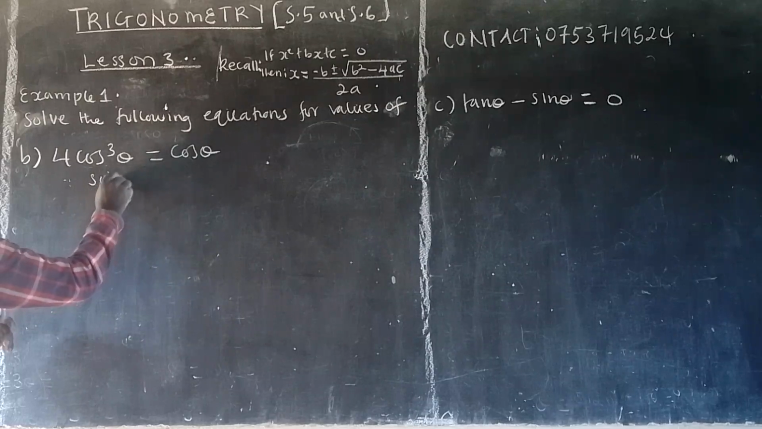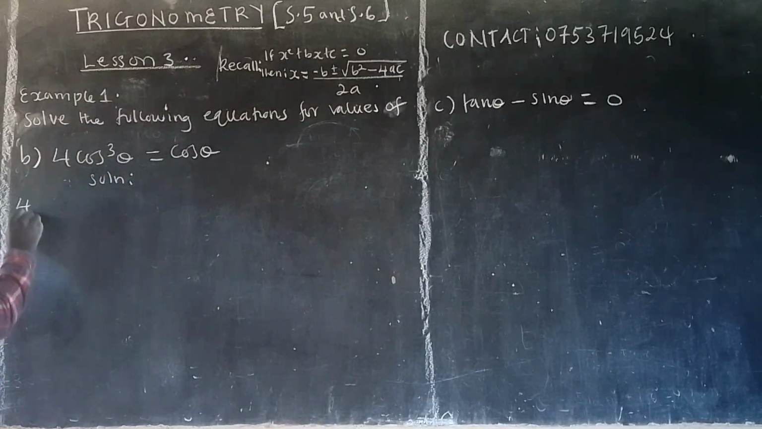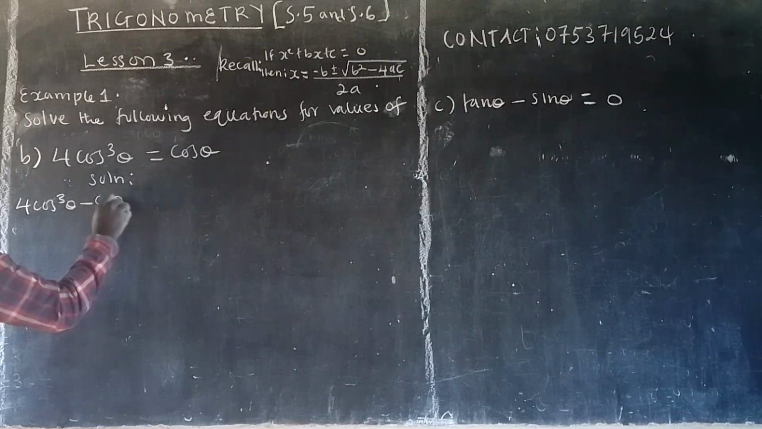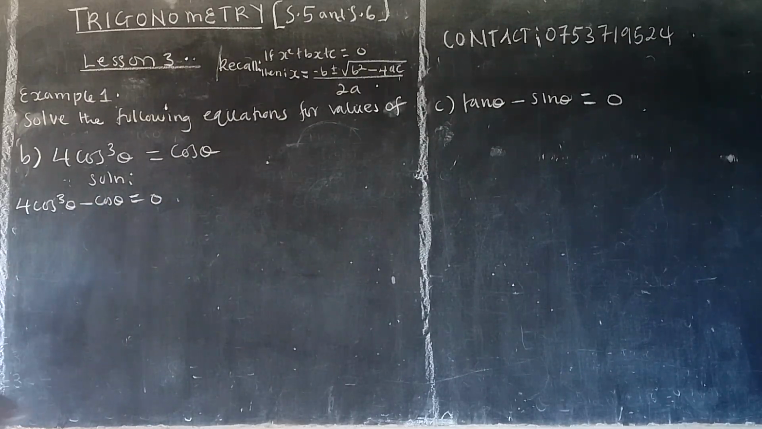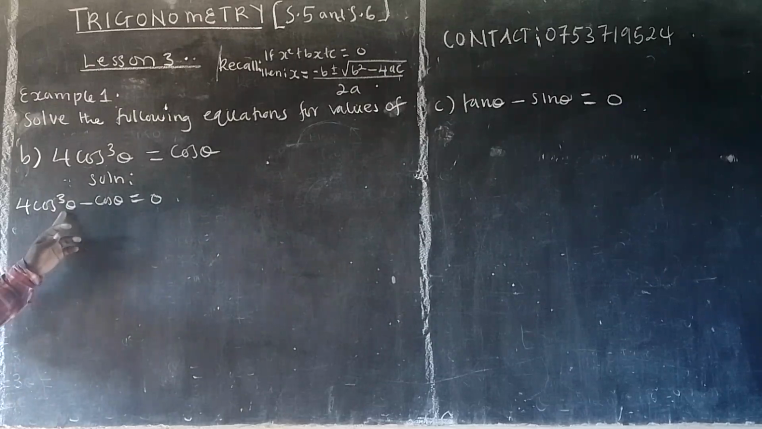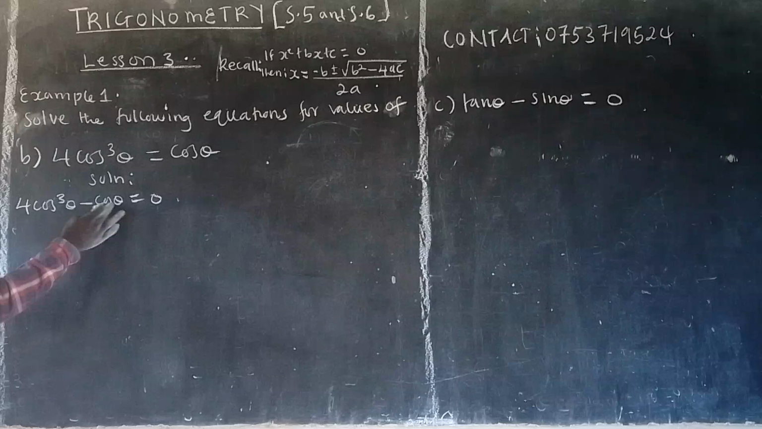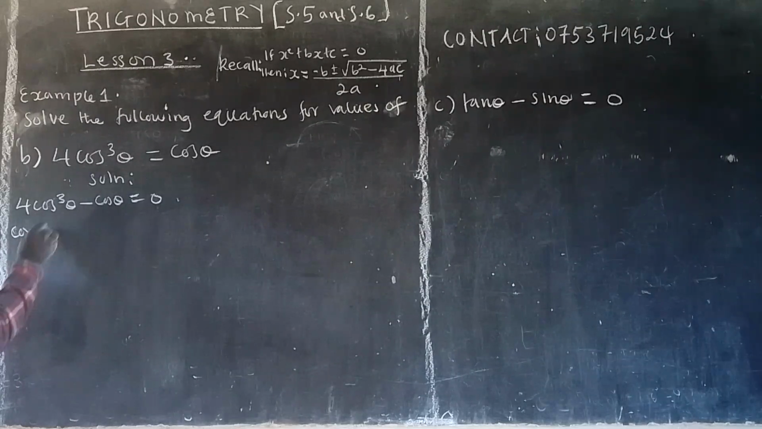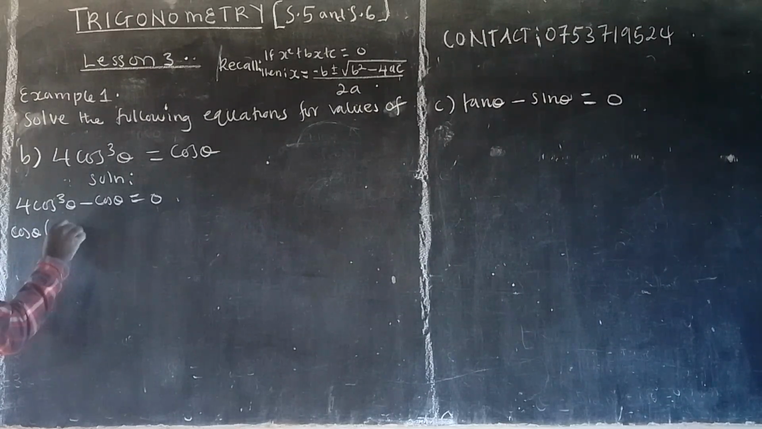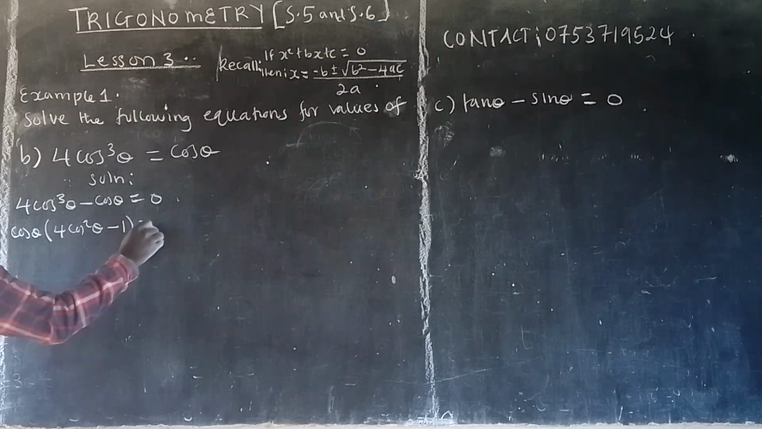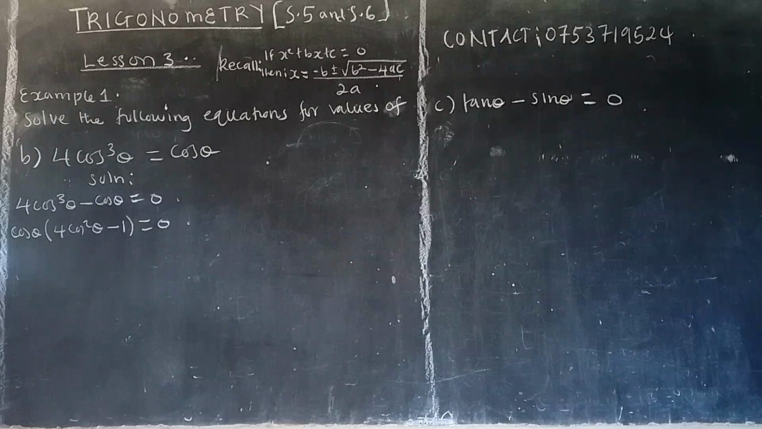So we shall now say solution. This will now be 4 cos cubed theta minus cos theta is equal to 0. I've collected like terms. And then I said, when you have a trig function and a 0, factorize. So factorizing, common factor will be cos theta into, we shall remain with 4 cos squared theta minus 1 is equal to 0. Having done that, you go in either part.